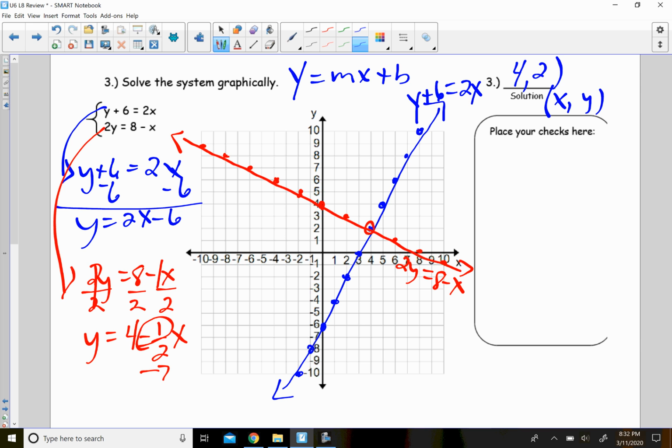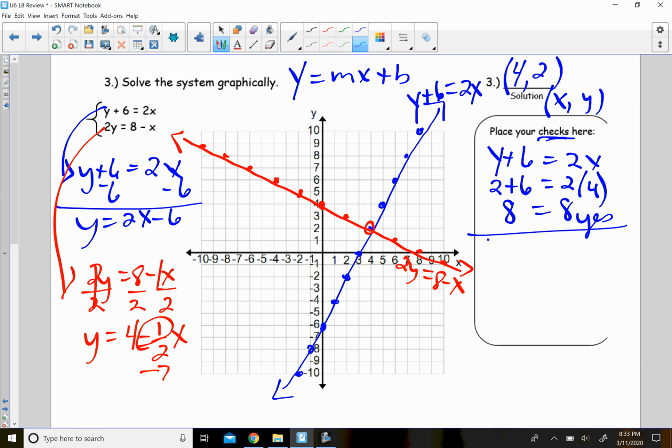So 4 comma 2. Now remember your checks, important pieces. About a third of the points are coming from your check. So I'm taking the original equation and plugging in 2 for y and plugging in 4 for x and making sure that it's equal. 2 plus 6 is 8. 2 times 4 is 8, so it's a point on the first line.